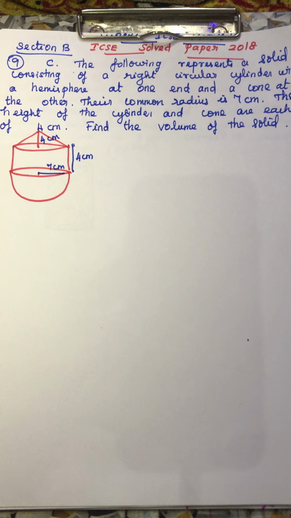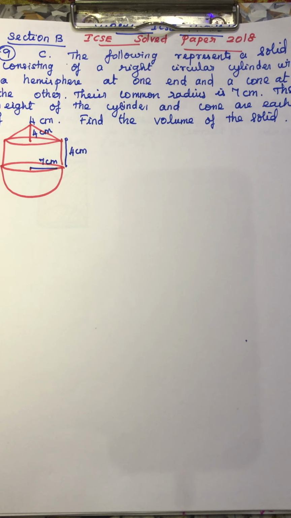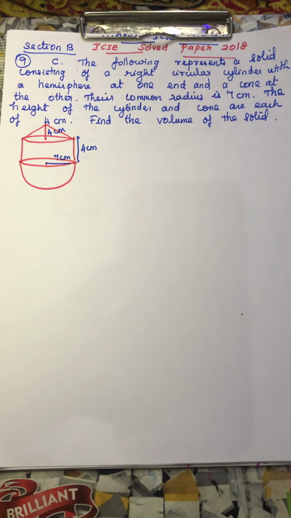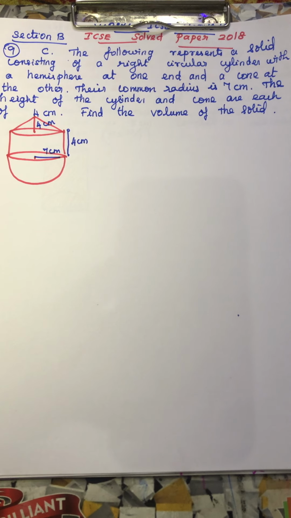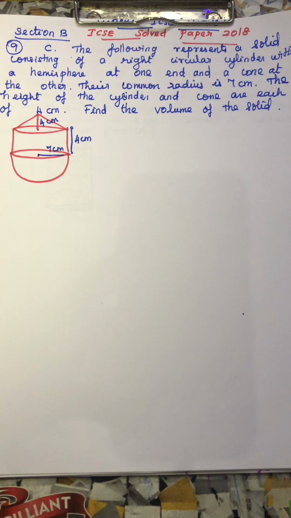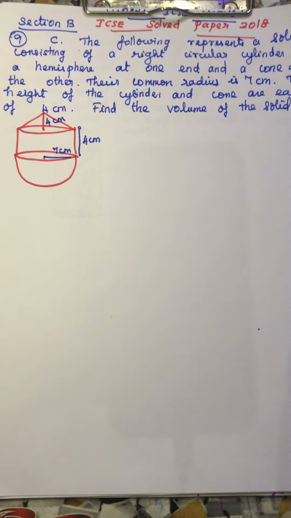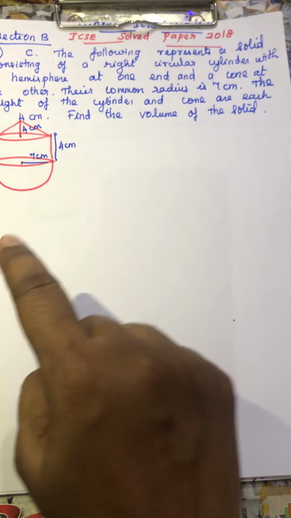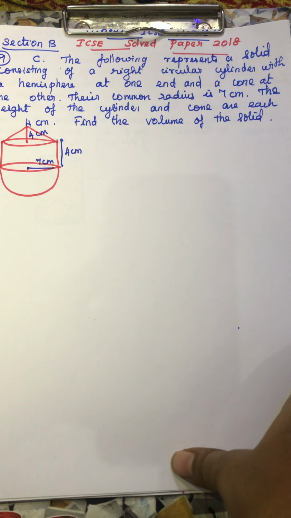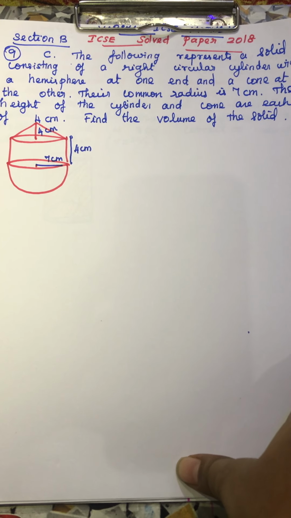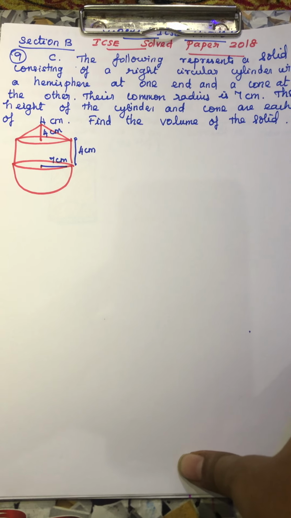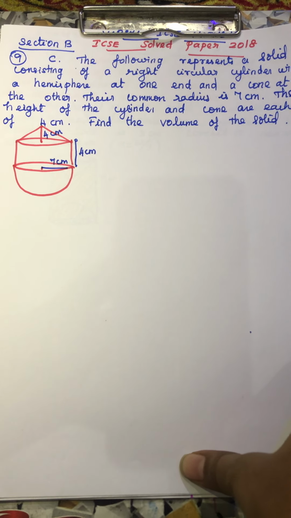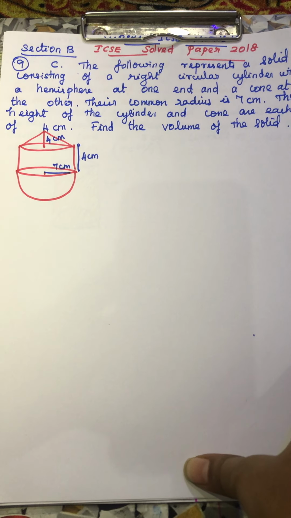Okay. So this is an ICSE solved question paper from 2018. Section B, ninth question. In the ninth question you have three subdivisions A, B and C, and this is the third subdivision. The question is from the mensuration lesson. You are all studying the ML Agarwal book, RS Agarwal book, or the Concise book. For that I am just taking the previous year question paper to understand. I hope you all understand.